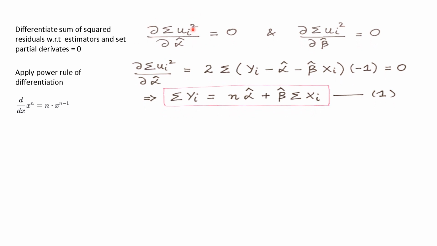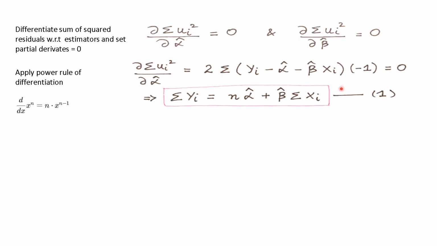So here we are firstly differentiating the squared sum of residuals with respect to alpha hat, and then we are differentiating it with respect to beta hat and putting it equal to 0, right? Whenever we are going to minimize or maximize any function, the first derivative, which gives the slope of a function, is always 0, because at that point the slope of the function is 0.